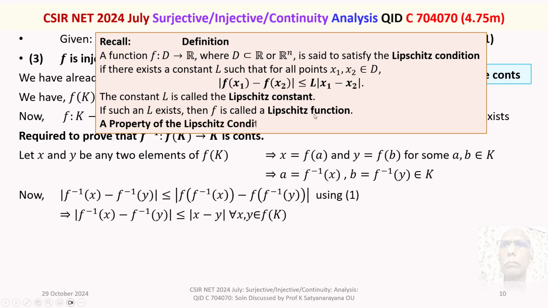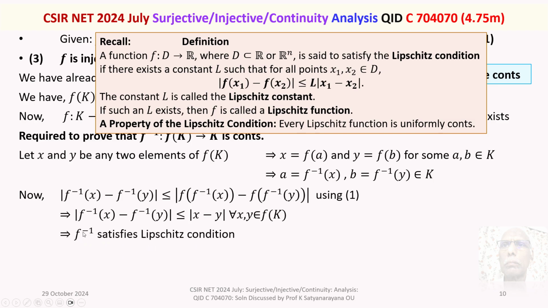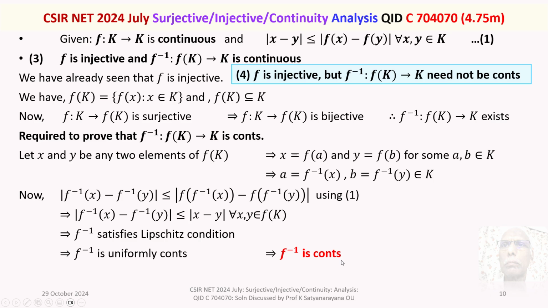A property of the Lipschitz function is that every Lipschitz function is uniformly continuous. Look at this one. This is true for all x, y belongs to f of k. So as per this, f inverse is a Lipschitz function. F inverse satisfies the Lipschitz condition. Here L is 1. So recall the property: when it satisfies the Lipschitz condition, it will be uniformly continuous. F inverse is uniformly continuous. When it is uniformly continuous, f inverse is continuous.